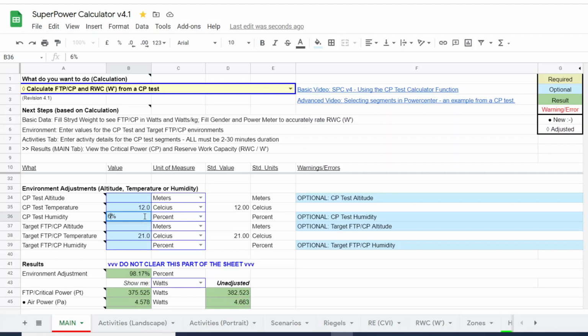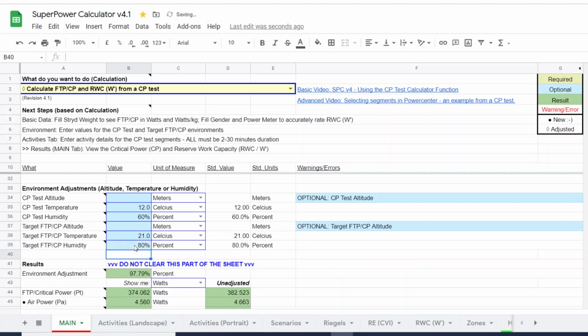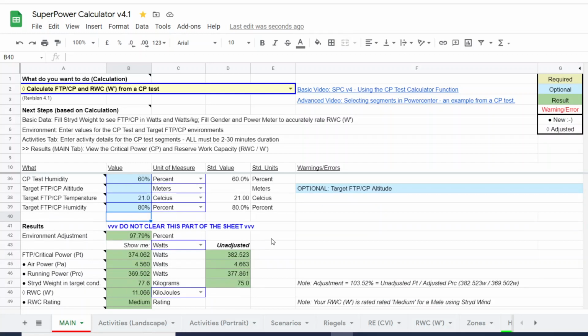Outside, it may have been 60% humidity, but inside, particularly if there's not really a good fan on that treadmill, a wimpy fan, the local humidity right around that runner's body, because they're sweating, they're creating their own immediate environment of humidity, is going to be higher. So I just put in 80% to sort of guesstimate that. So now we've corrected not only for the loss of air power, but we've corrected for the warmer and higher humidity conditions in the target environment. That's the treadmill.